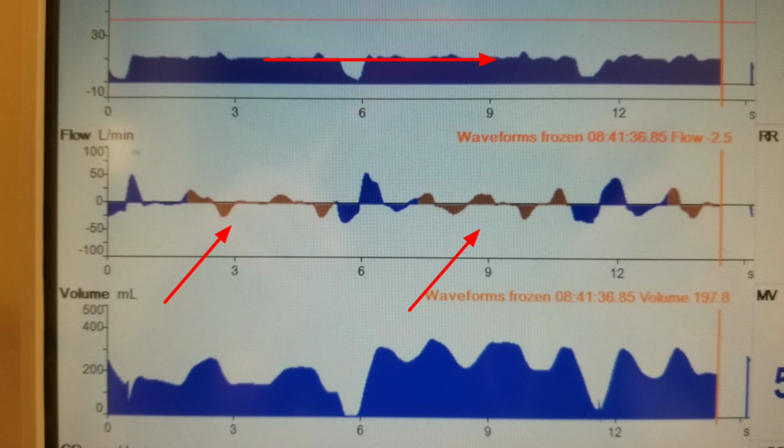But you can also tell from the flow waveform if you're too high, right? If you're on that hyperinflation aspect of the pressure volume loop, then you're going to have shallow breathing because of the flattened diaphragm. You're hyperinflated, so you'll typically see these tiny bumps.